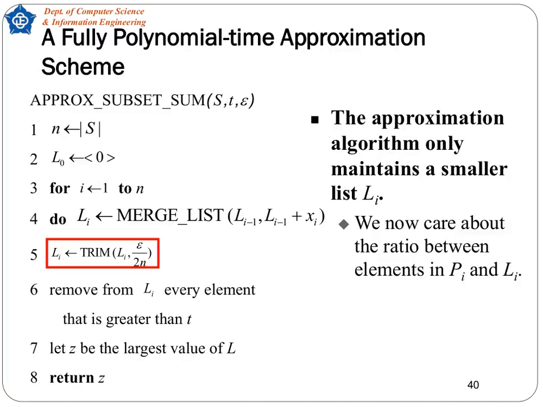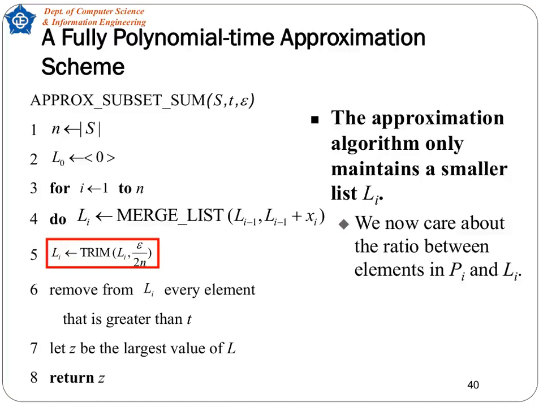Building on the brute force approach, here's the pseudocode for a fully polynomial time approximation scheme to subset sum. We begin by initializing L_0 to contain just 0. Then, for each element x in our input set S, we form P_i by merging the previous list L_{i-1} with a version of that list shifted by x. This captures every sum that either excludes or includes x.